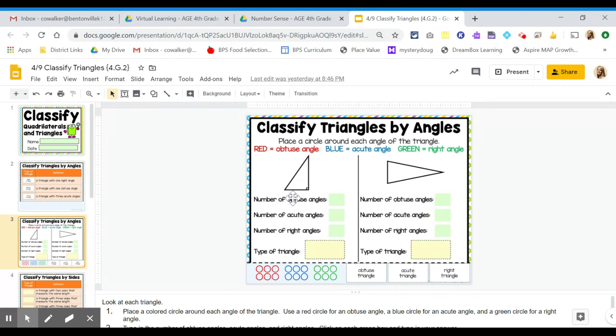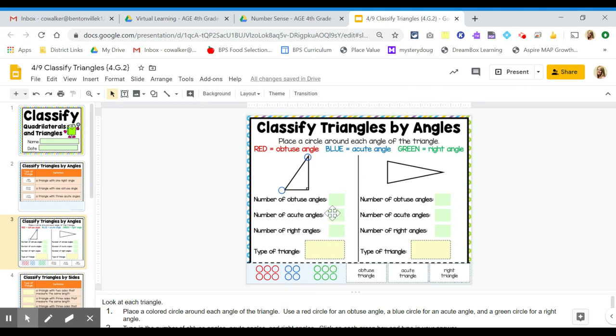So you should have taken these and just circled. Let's start over. Okay, acute angles are blue. So all of your acute angles, you are going to put blue around them. So this top one is a blue acute angle. This one down here is a blue acute angle.